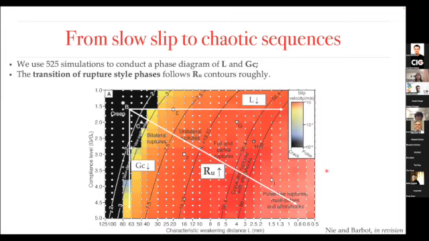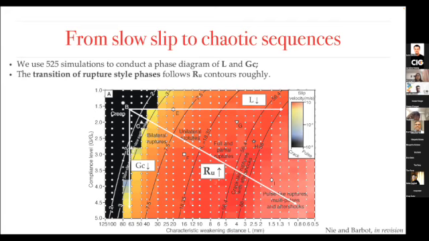Then we use 525 simulations to conduct this phase diagram of characteristic weakening distance L and compliance level. The compliance level here is the ratio between the bedrock rigidity G and the fault zone rigidity GC. So the x-axis is L and the y-axis is GC.